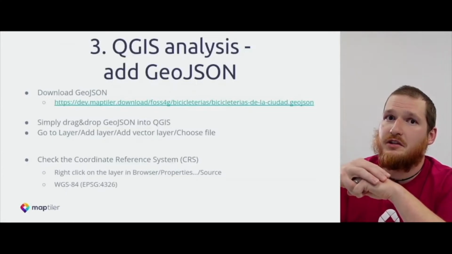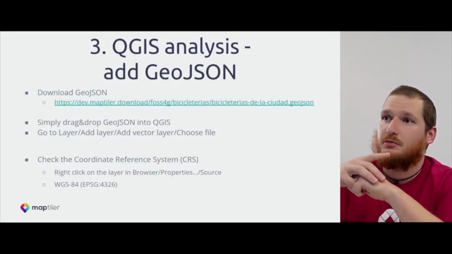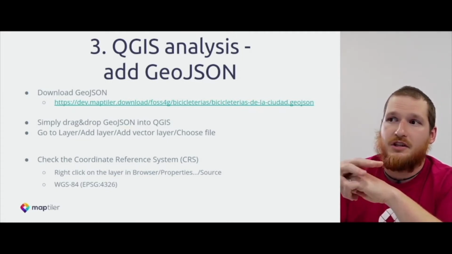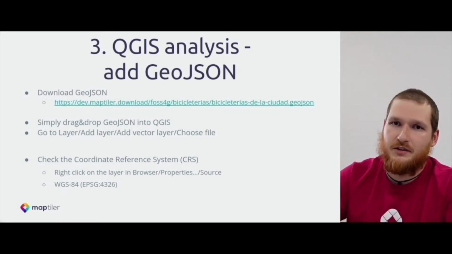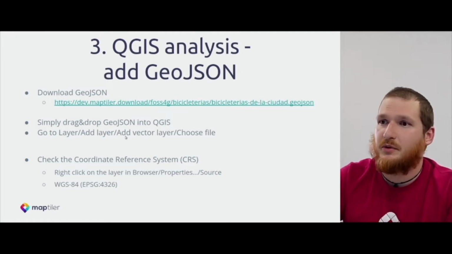Now we want to add the GeoJSON. You can download this GeoJSON from the FTP server and simply drag and drop it to QGIS. The easiest way, you can also go to menu layer, add vector layer, and choose the file from your file system, but drag and drop is pretty much the easiest way.